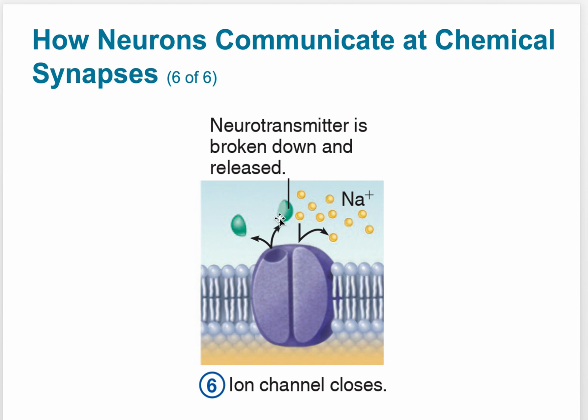So the neurotransmitter is broken down and released. There's an enzyme that does this called acetylcholinesterase. It's going to release from this and cause this channel to shut. Now sodium can't get into the cell anymore, and so your action potential is going to stop. Then you're going to get repolarization happening, where potassium channels open up and allow this to reset itself.